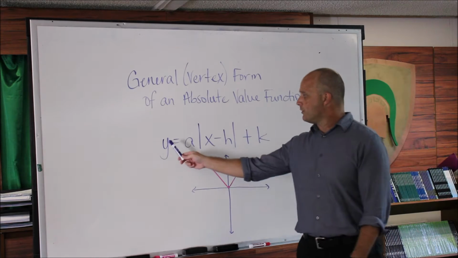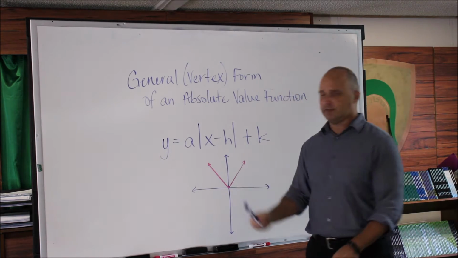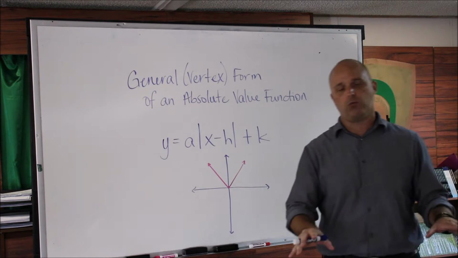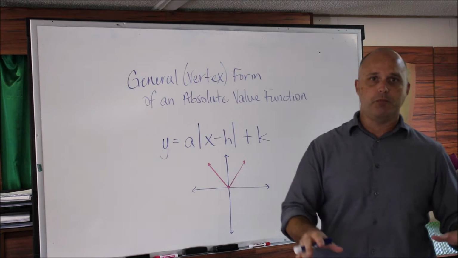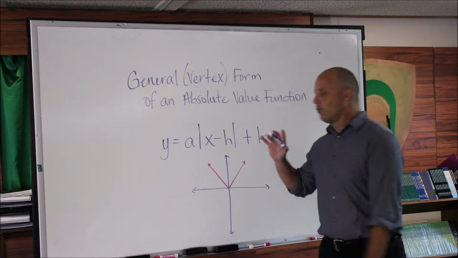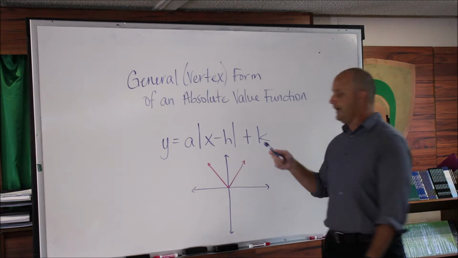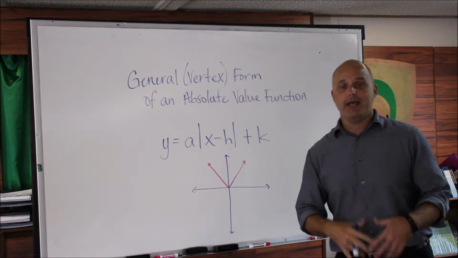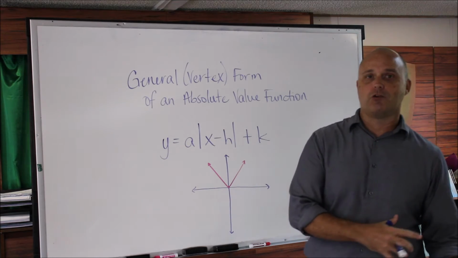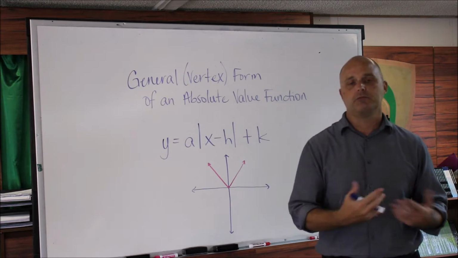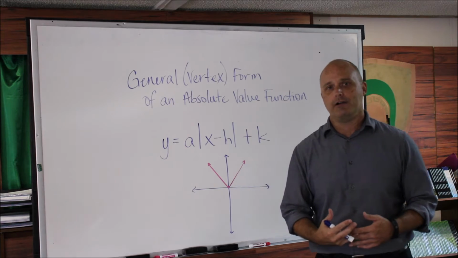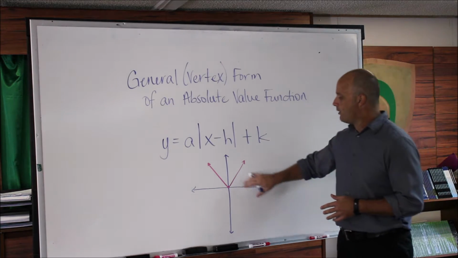Now, when we start with this, the y and the x, we're just going to leave alone. We don't touch the y and the x. Those are always going to be there. The variables that we're going to be working with are a, h, and k. So what a, h, and k do are this. A is going to be responsible for any stretch, compress, or reflect on your graph.